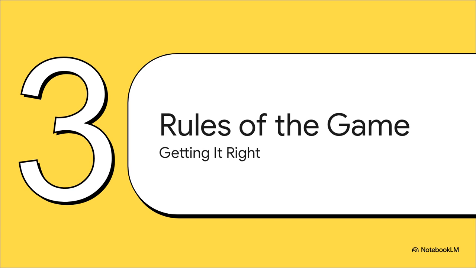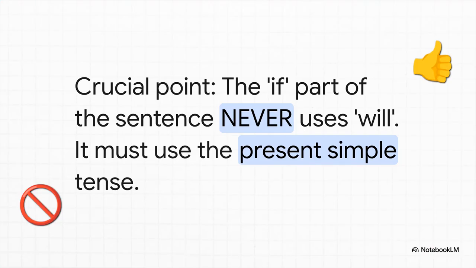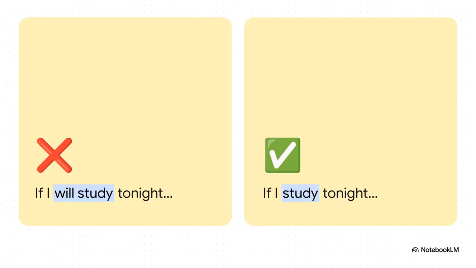All right, so, like any good game, there are a couple of super simple rules you gotta follow. But don't worry, once you get these, you will nail it every single time. Okay, this first one is really important. The if part of the sentence, the condition, never uses the word will. I know, it feels like it should because we're talking about the future, right? But nope, you save will for the result part only. You hear this mistake all the time. People say, if I will study. But that's a no-go. The correct way is just, if I study. So just burn this into your brain. Will belongs in the result, never in the condition.